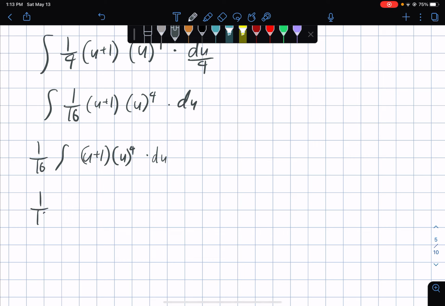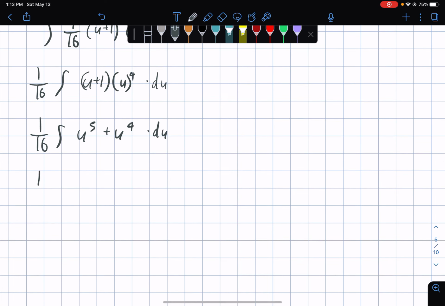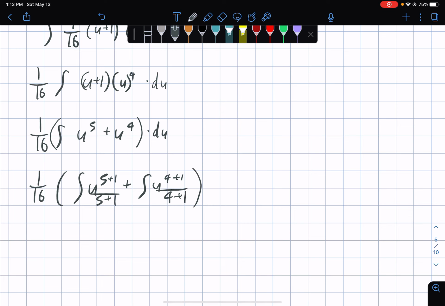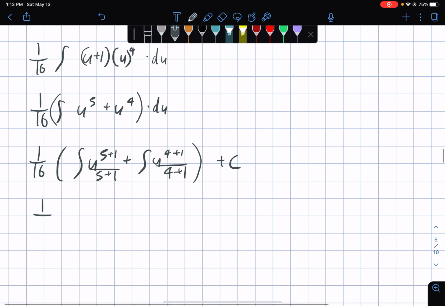Now I think we could distribute this, apply distributive property basically. It's going to be u raised to 5 plus u raised to 4 times du. We apply power rule. 1 over 16. We have power rule for u raised to 5 and then another power rule for u raised to 4. Basically for this, it's going to be like this, and then for u raised to 4, it's going to be like this. And then put the c for later.